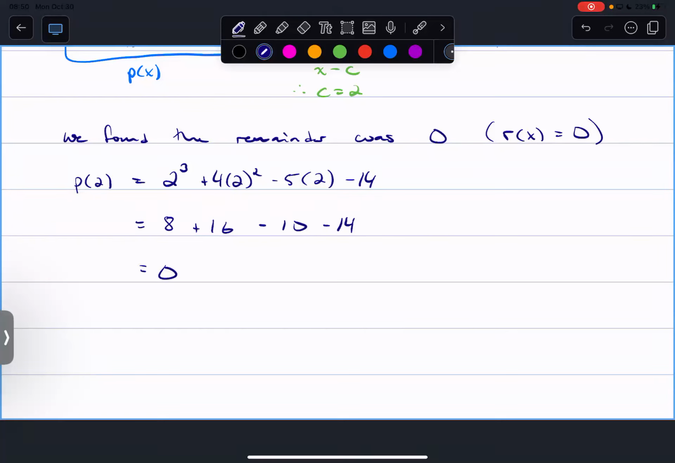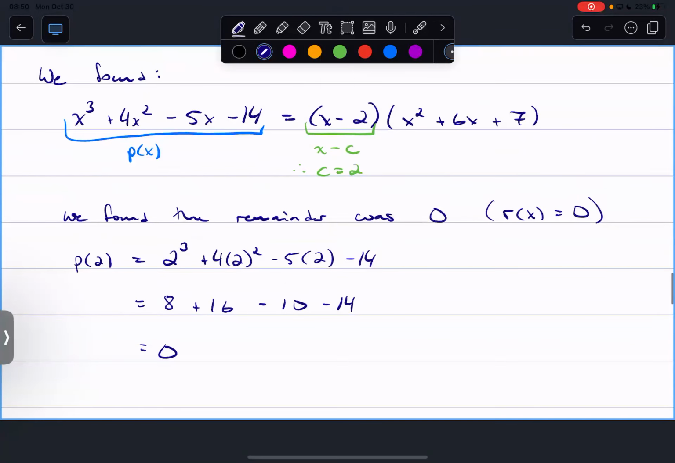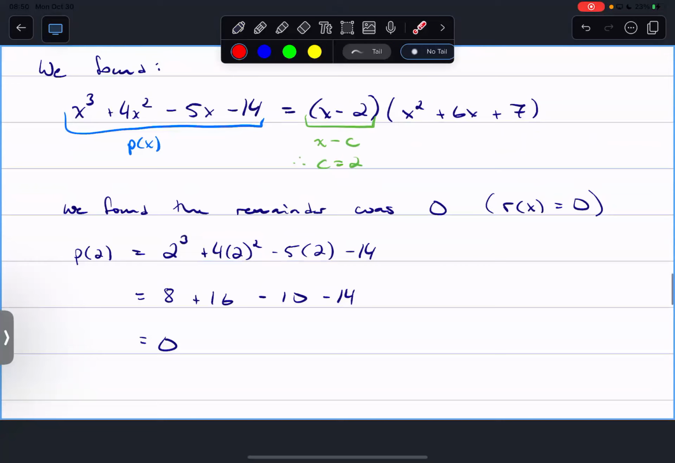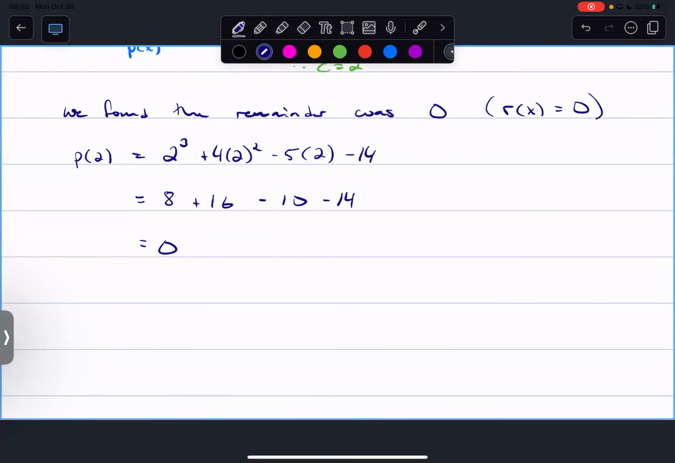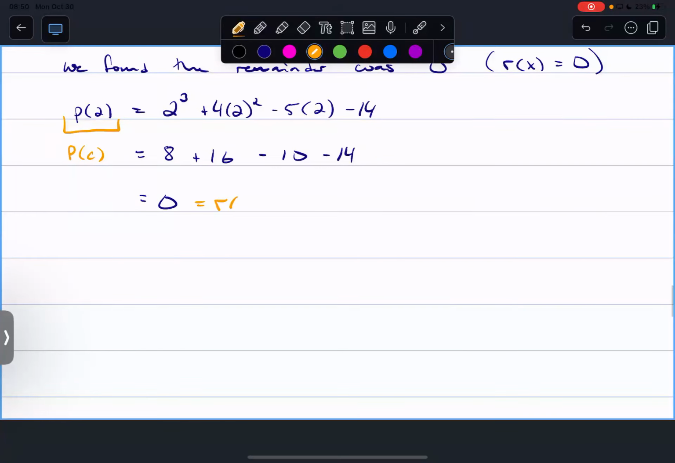Then if you know that x minus 2, for example, or any x minus c, is a divisor of p of x, then you know that if I evaluate p of x at c, p of c, then I get the remainder. So here, this is p of c, and this is r of x.